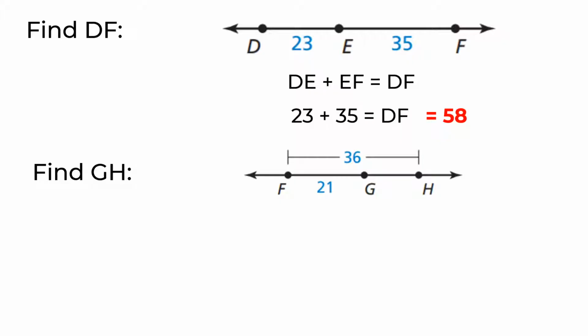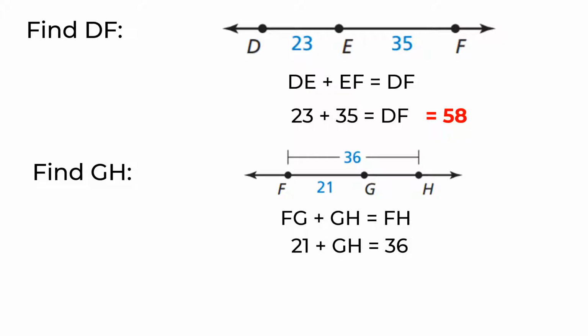We can also take this in reverse order. If we know the full distance, like we do from F to H, we can use that full distance and the partial distance that we know, like this F to G distance, to find what we're missing, which is the distance from G to H. We know, first of all, from our postulate, that the distance from F to G plus the distance from G to H is going to be equal to whatever that distance is from F to H.